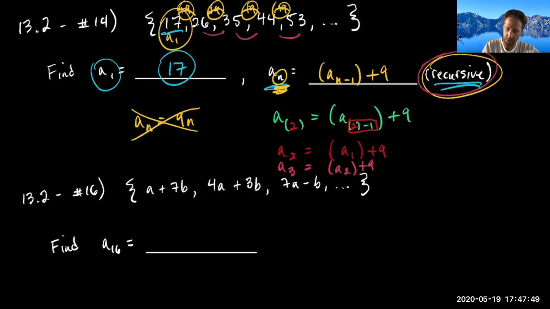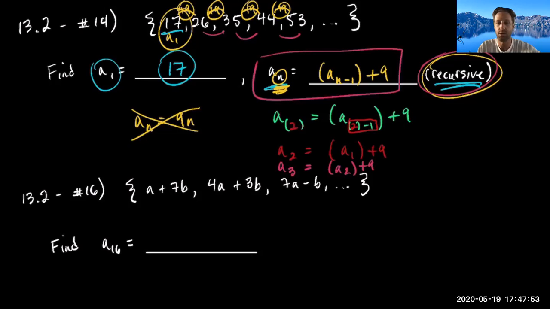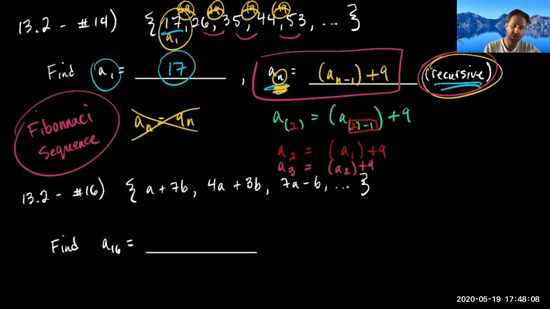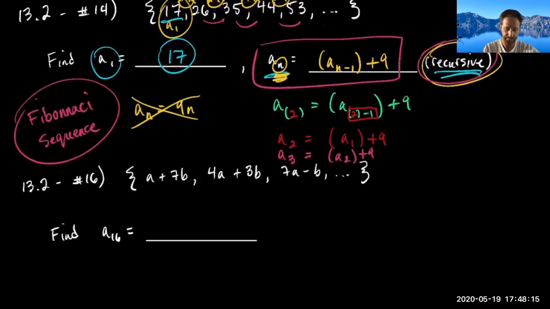So that's what they mean by recursive, is what process is reoccurring in order for you to get from one to the next. And there's a famous one that uses this called the Fibonacci sequence. So you can check that out. That is one of the most famous recursive formulas that we use and come across.